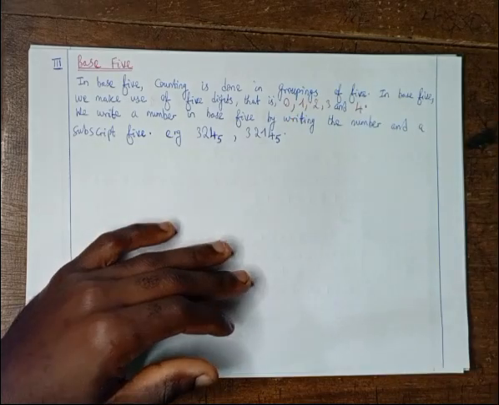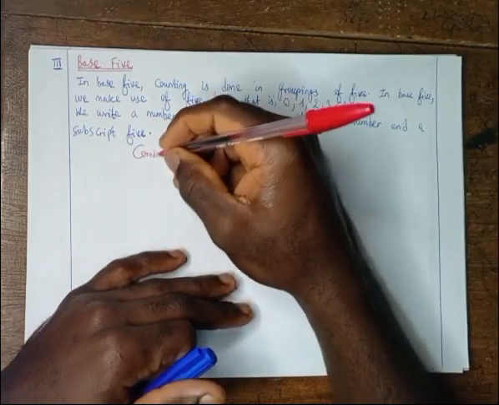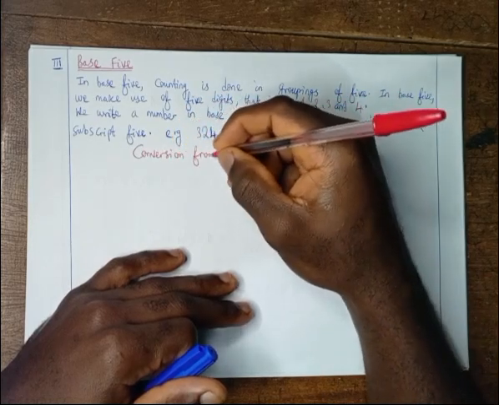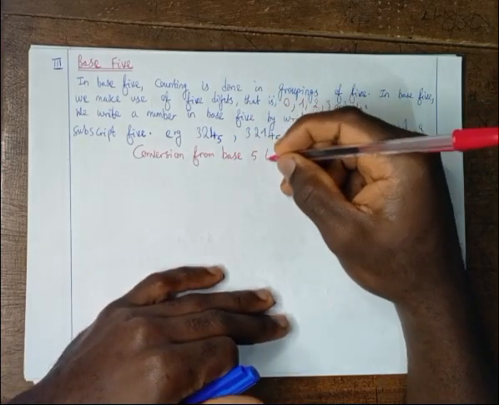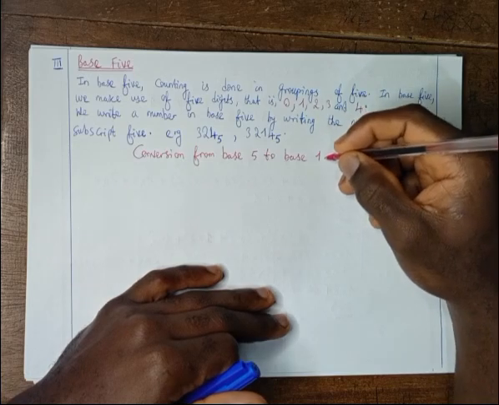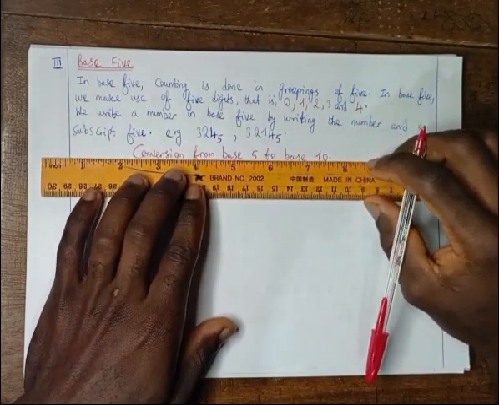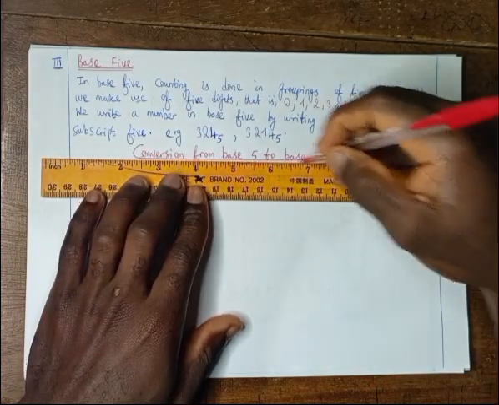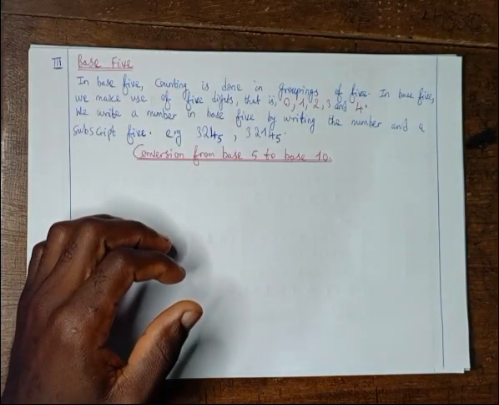These are examples. Next, we're going to take the conversion from base 5 to base 10. The conversion from base 5 to base 10 is similar to the conversion from base 2 to base 10. That means we simply expand the number in powers of 5.